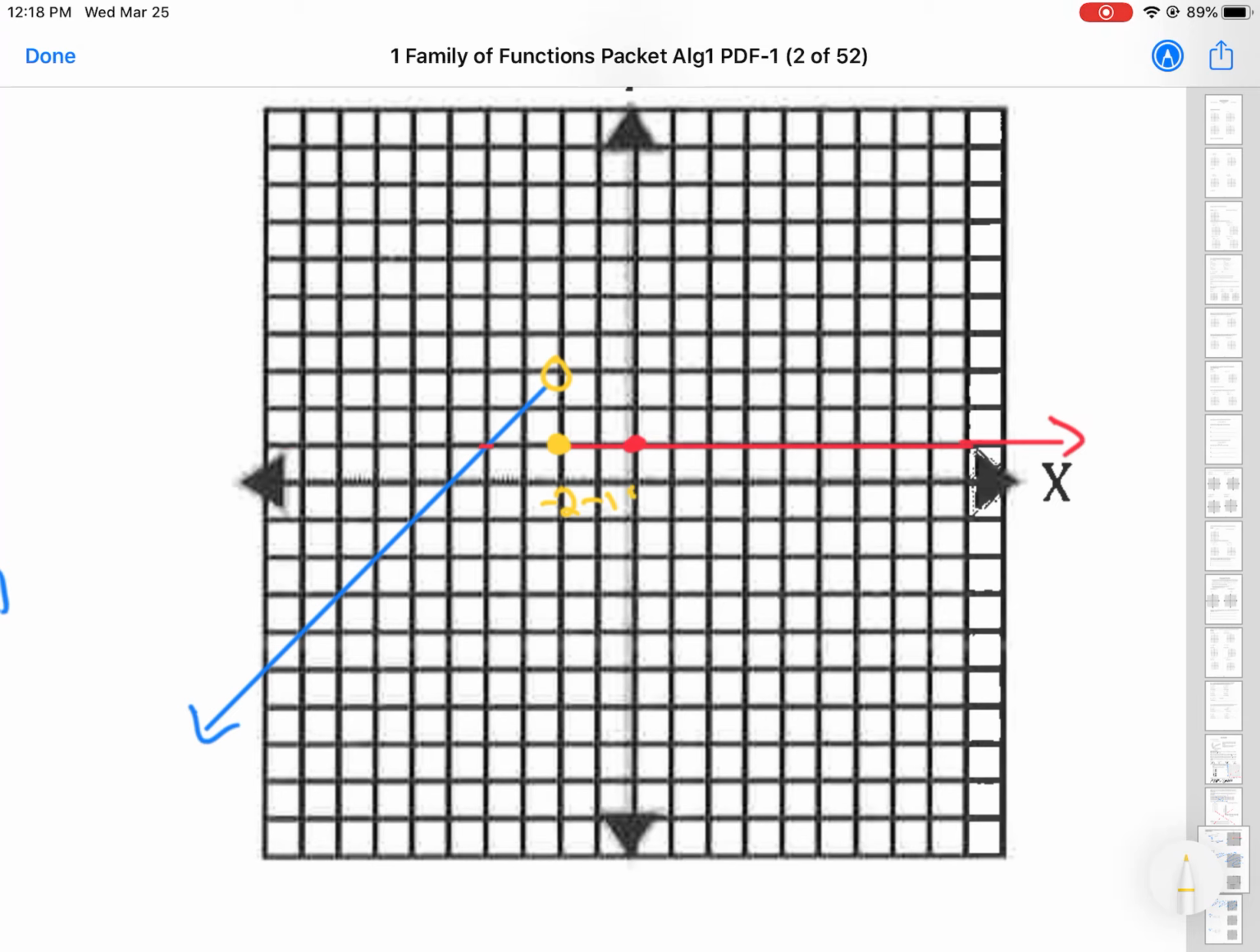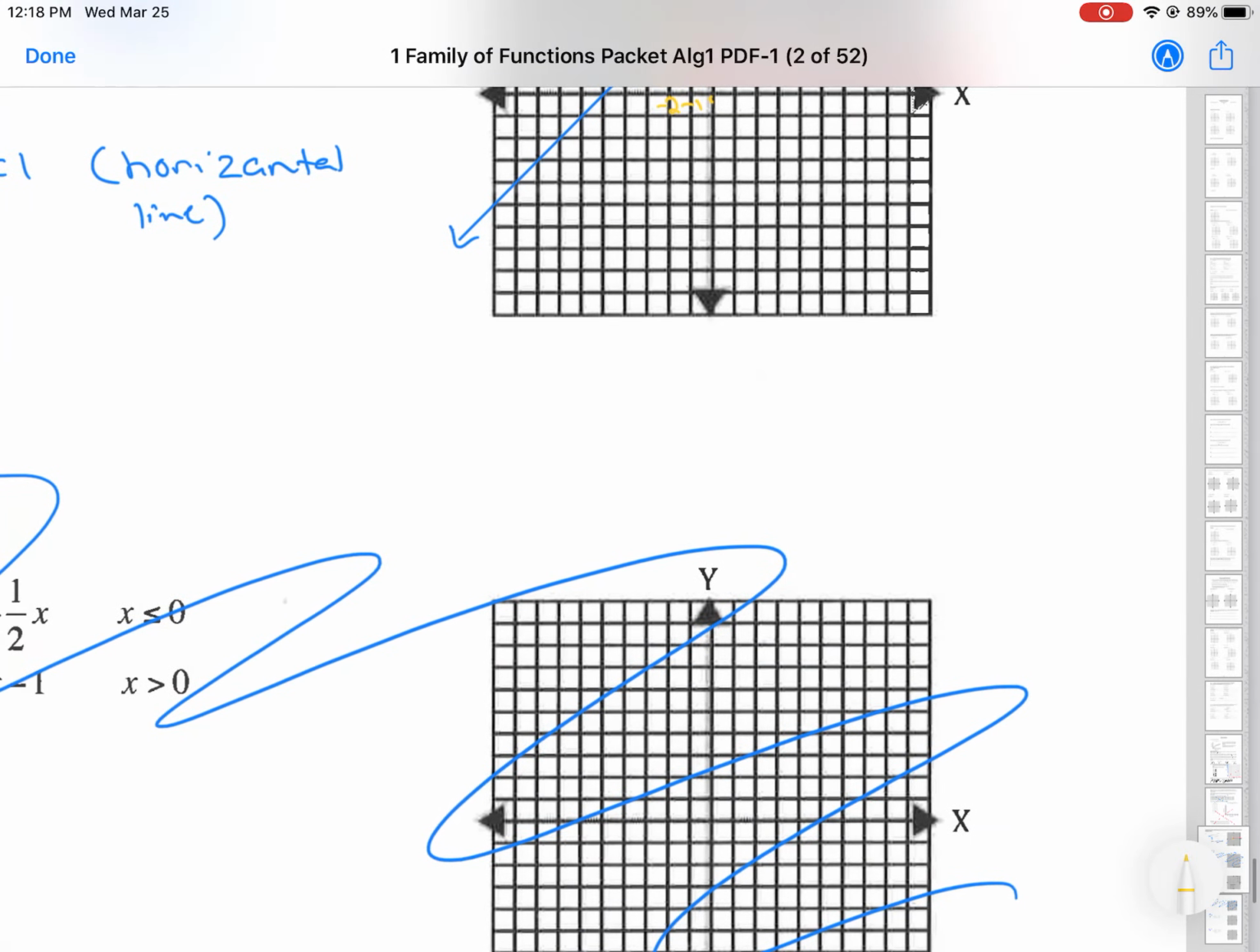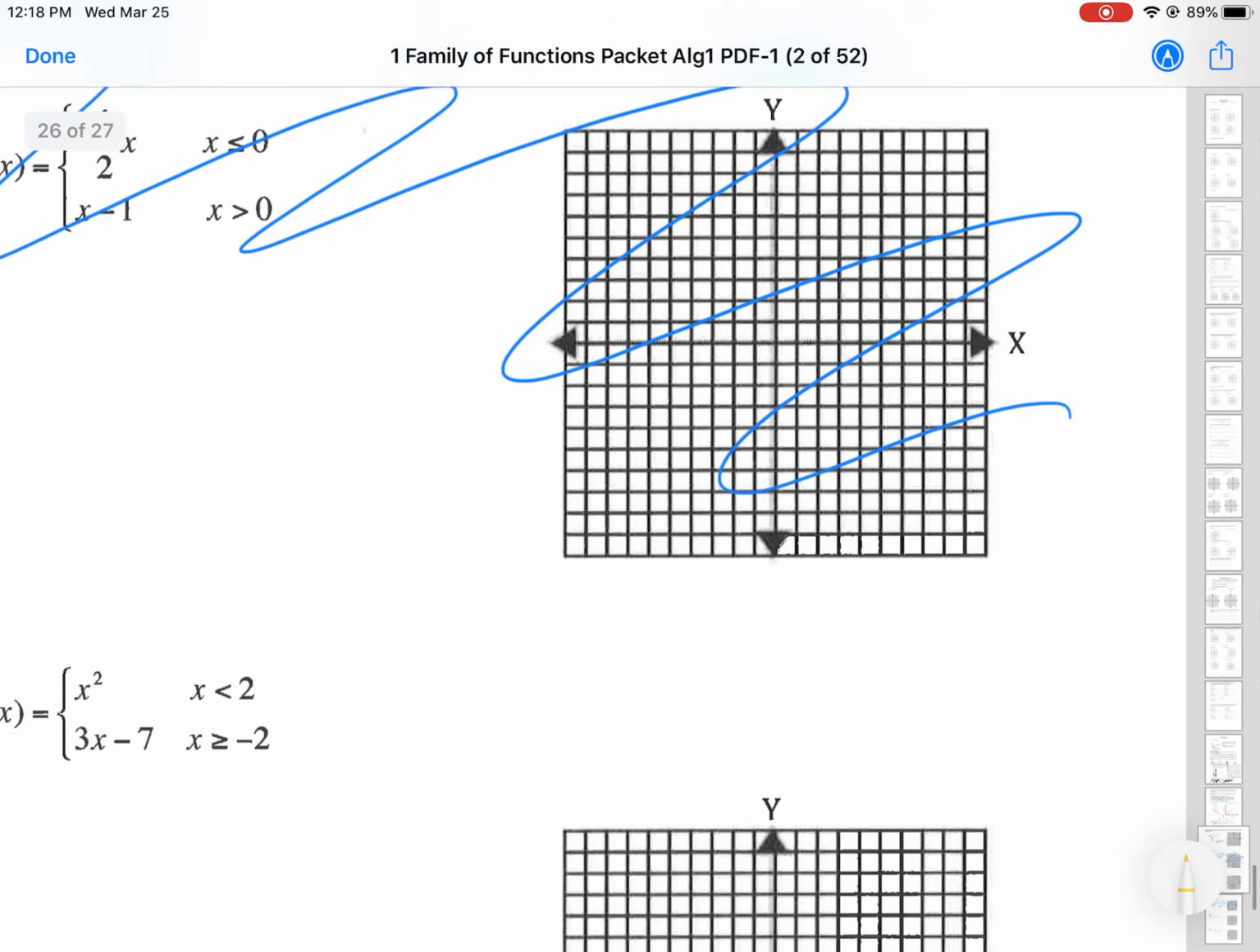Sound good? I'm going to go over one more problem, then I'll let you guys go. Try the classwork. I'll fill in the rest of these notes for you too, so you have some examples to look at. Like I said, the classwork will be very straightforward. Sound good? All right. Let's take a look at another one.